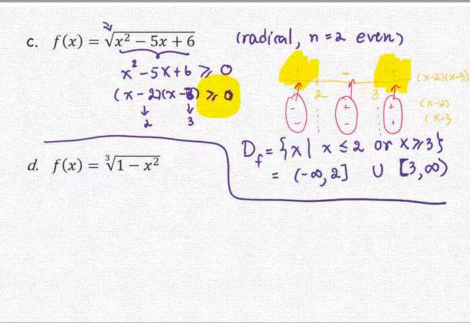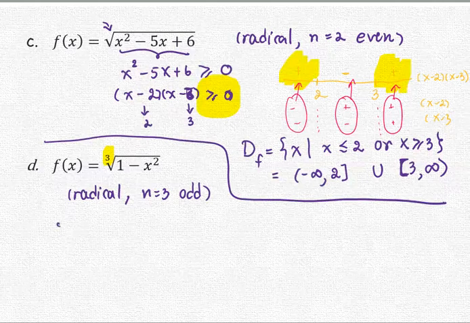And the next case, we have the cube root of 1 minus x squared. As you notice, the index is 3. I'm going to put a note. This is the radical function, but n equals 3, which is an odd number. If it is an odd number, there's no restriction. That means you can use any number, positive, negative, or 0 within the cube root. If there is no restriction, we can say that the domain of this function is the set of all real numbers, or put it in the interval form as from negative infinity to positive infinity.